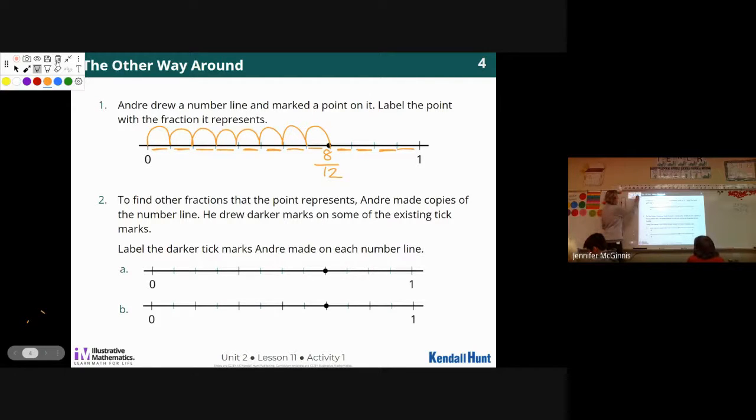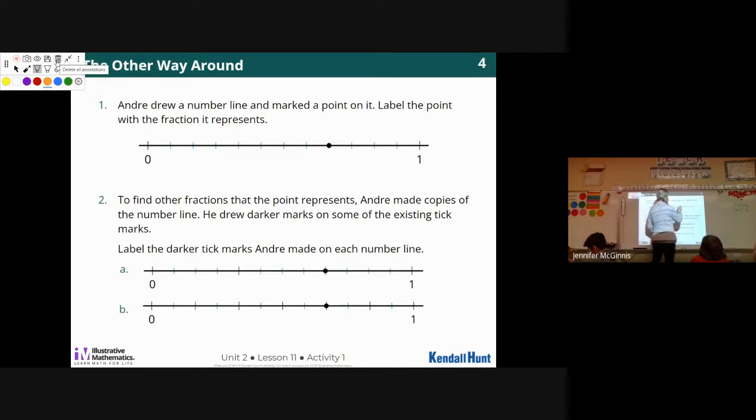Very good job. To find other fractions that the point represents, Andre made copies of the number line. He drew darker marks on some of the existing tick marks. Let's label the darker tick marks Andre made on each number line. So let's look at this dark mark. What would this be? It's not going to be 1, 2, 3, 4 twelfths because we're only looking at the dark ones. How many dark tick marks are there? What does that make this fraction be?